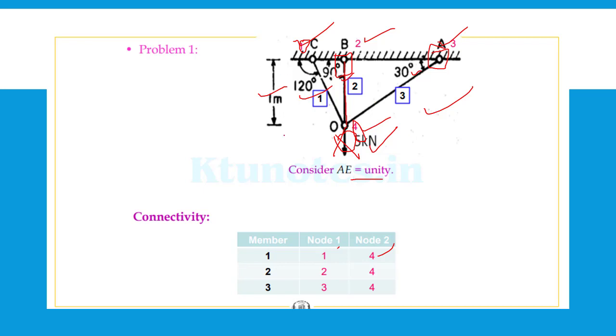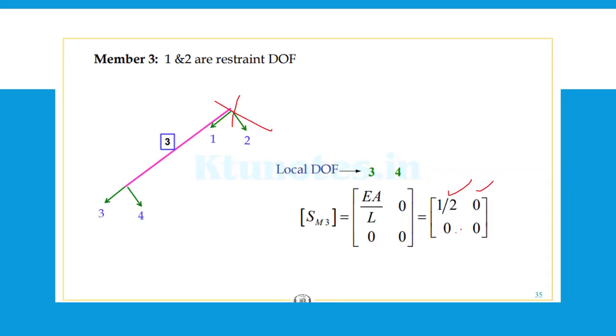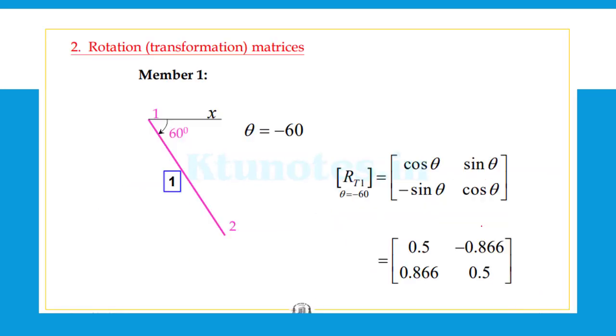From this 1 meter you can find that OA will be equal to 2 meter. Hence it is 1 by 2, 0, 0, 0. Then the rotation matrix RTI. The equation is directly known to you: the matrix cos theta, sin theta, minus sin theta and cos theta, applying the angle theta equal to minus 60 degree, because we have derived the equation based on a clockwise rotation.